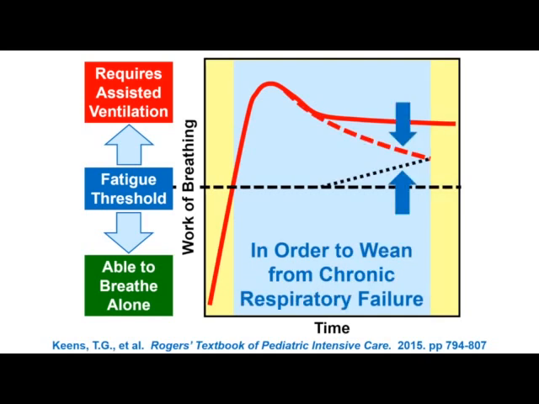In order to wean from chronic ventilatory support, one of two things or a combination has to happen. Either the work of breathing needs to decrease back down to this fatigue threshold, and/or the fatigue threshold has to increase, possibly by ventilatory muscle training, as we've talked about before. But basically, one of these two things, or both, have to change in order to be able to wean a child from chronic respiratory failure.